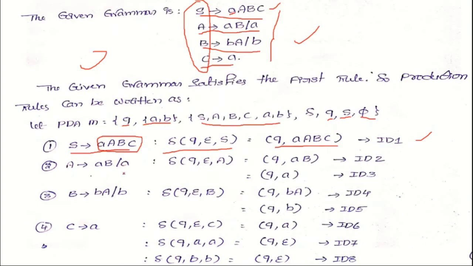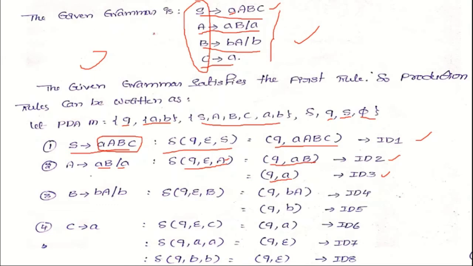So from this we can write two productions or two transition rules. Those are δ(q, ε, A). Here A is the top of the stack. Then we can push either AB or A. So that's why (q, AB). Here AB is pushed into the stack, or only A can be pushed into the stack. So pushing AB into the stack can be treated as instantaneous description 2, and pushing only A into the stack can be treated as instantaneous description 3.